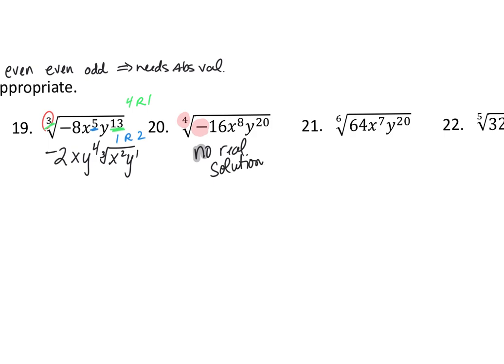Because I can't take the fourth root of a negative. Number 21, the 6th root's even. So even, odd. I'm going to have to think about that. The 6th root of 64 is 2.